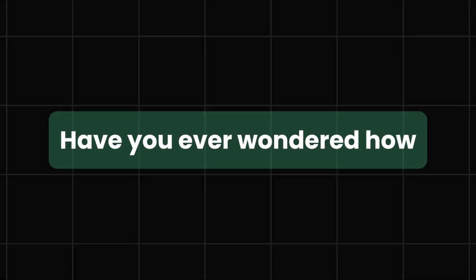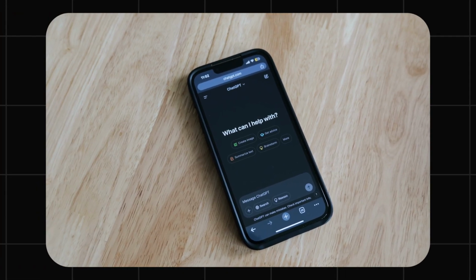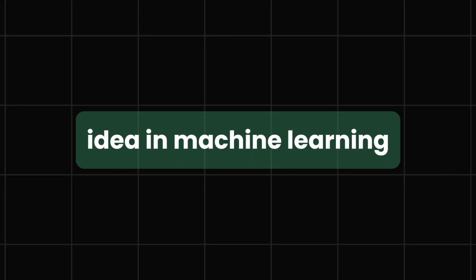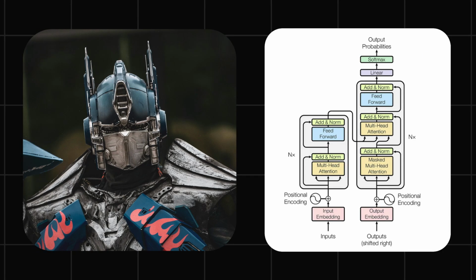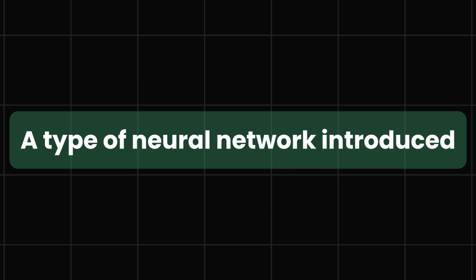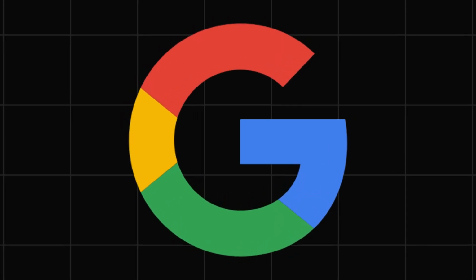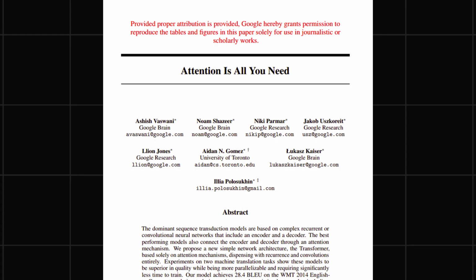Have you ever wondered how AI chatbots like ChatGPT actually work? It all comes down to a revolutionary idea in machine learning called the transformer, a type of neural network introduced by Google in 2017 that has completely changed the way machines understand and generate language.